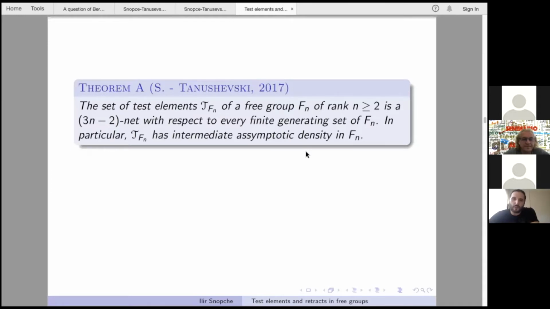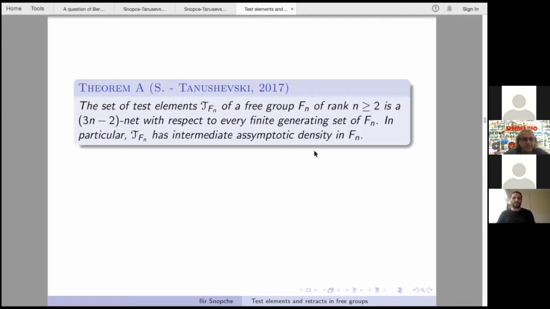So the same phenomenon happens in all free groups of finite rank. There are plenty of test elements. And the fact of being a net gives you stronger evidence that the test elements are really nicely distributed over the free group. Okay? Good, but now, so we have this theorem, and let us recall again, let us try to use the theorem of Turner.